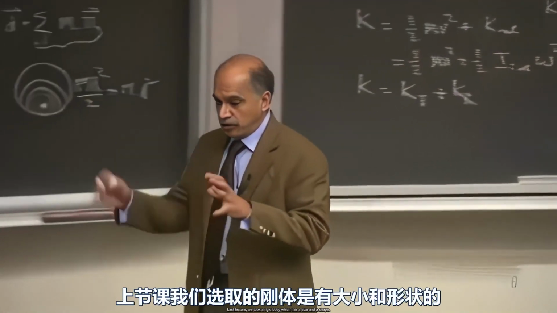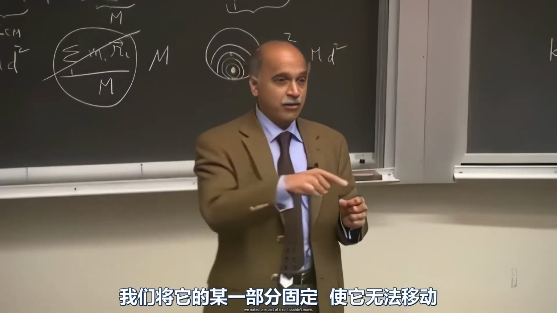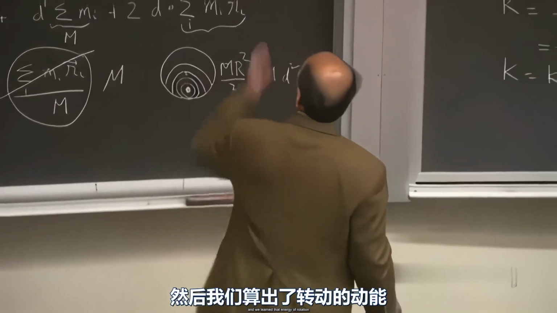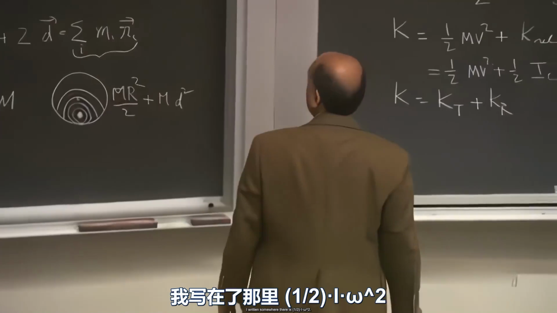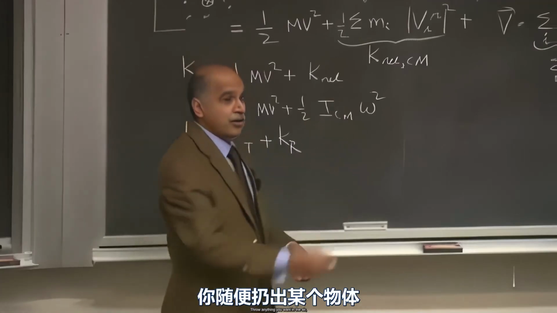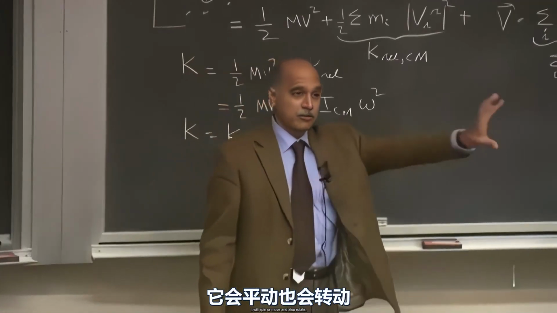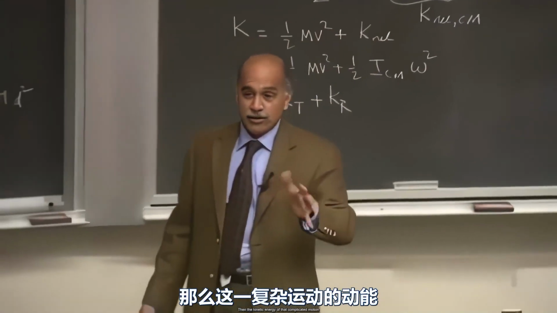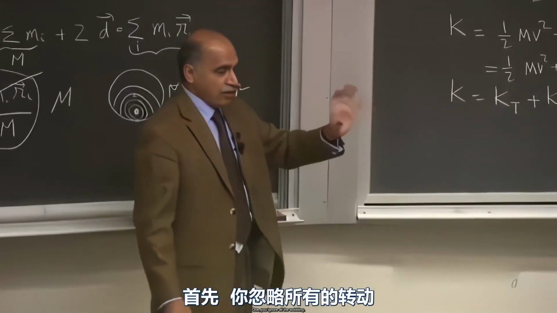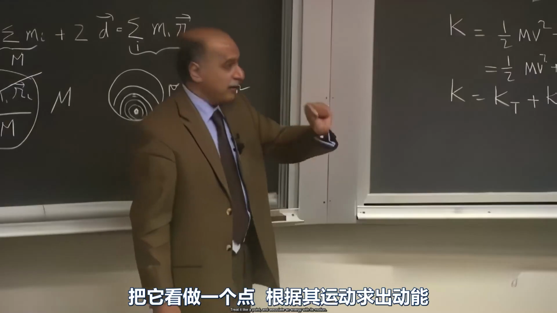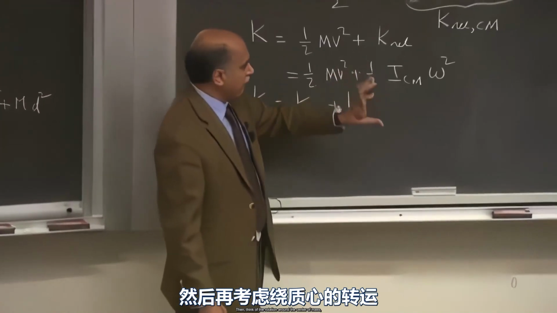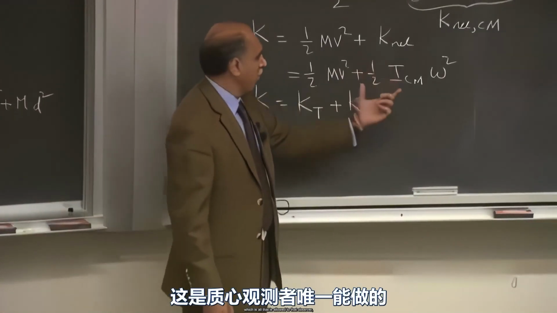Last lecture, we took a rigid body which has a size and a shape. We nailed one part of it so it couldn't move. So all it could do was rotate around the point. And we learned that the energy of rotation, I've written somewhere there, is 1/2 I omega squared. But in reality, a body can translate and rotate. Throw anything you want in the air. It'll move and also rotate. Then the kinetic energy of that complicated motion, remarkably, is a sum of two terms. One, you ignore all the wobbling, just zero in on the center of mass, treat it like a point, and associate an energy with its motion. Then think of the rotation around the center of mass, which is all that is allowed to that observer, and add that energy.